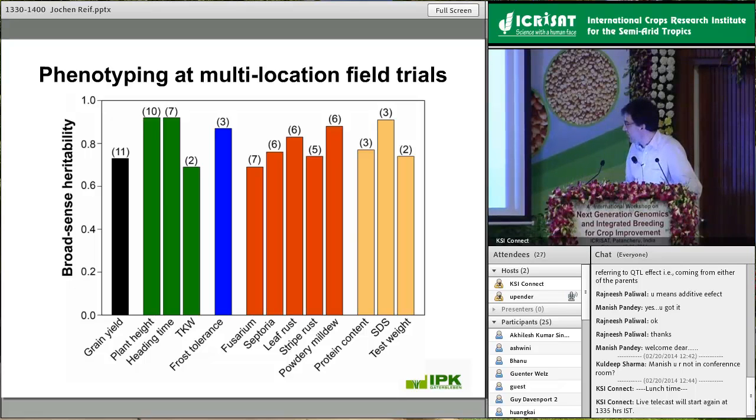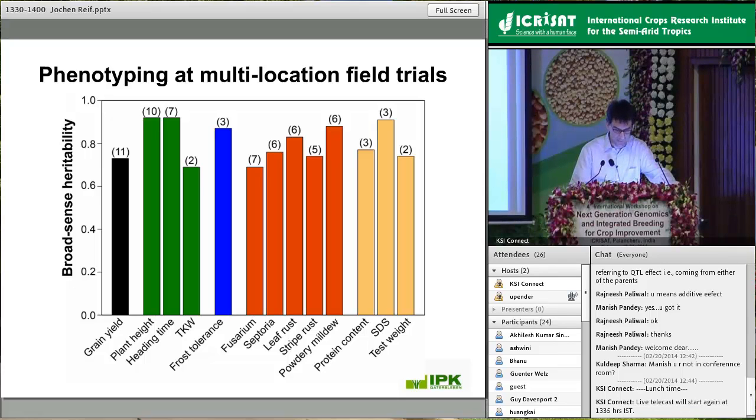We had the opportunity to screen one abiotic stress resistance, frost tolerance. We have a range of different disease resistances, also very complex disease resistances like Fusarium and Septoria. And we observed also quality traits and realized quite a high heritability. So that was an excellent phenotypic base for our study.